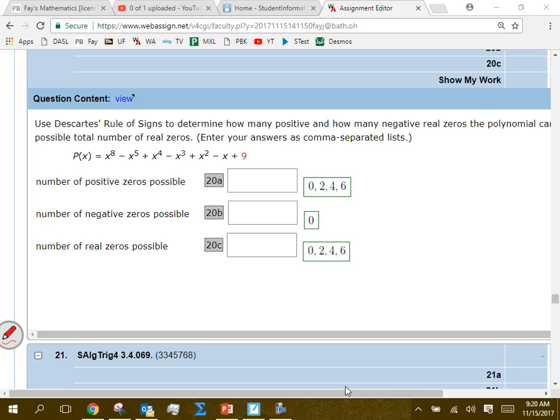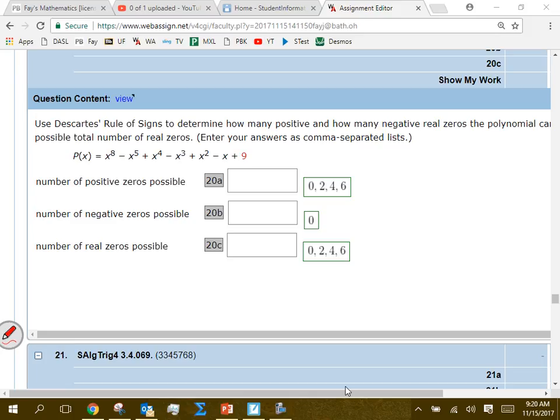So there's 6 total sign changes, right? That tells you that you have that many positive zeros, or remove an even whole number. When they say remove an even whole number, it just means start removing multiples of 2 until you get down to 0 or a negative number.